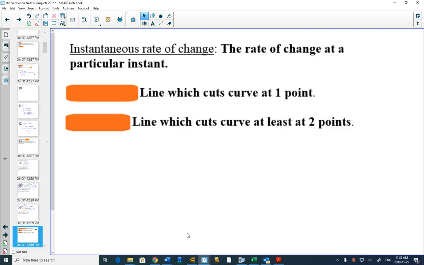Sometimes I'm going to be stopped at a stoplight. Then I would say my speedometer says 0. That's the instantaneous rate of change at that moment. Okay?